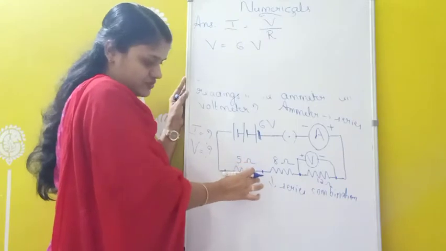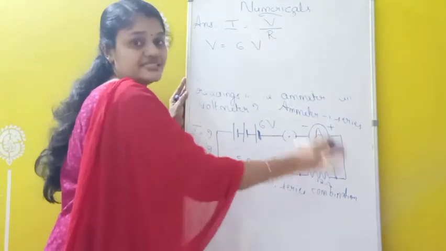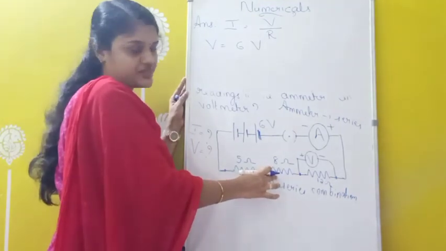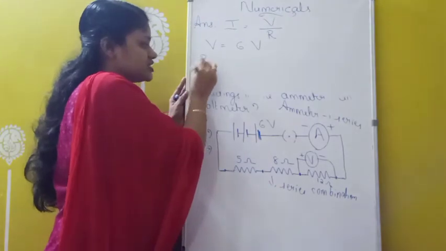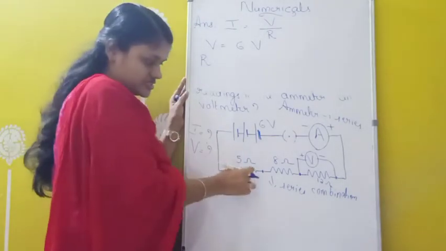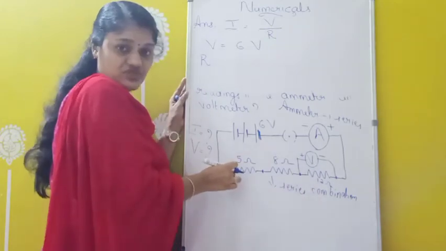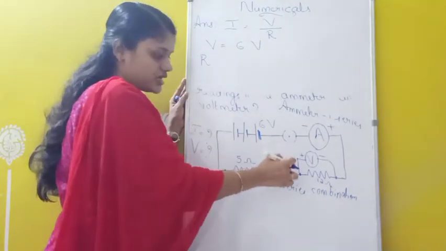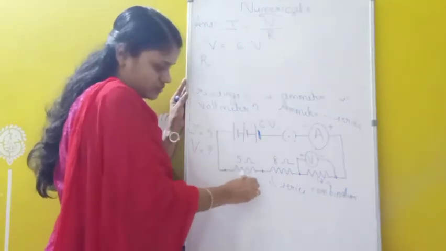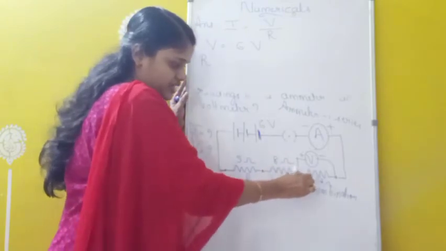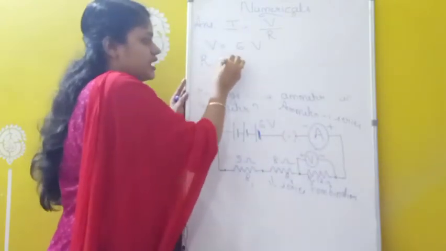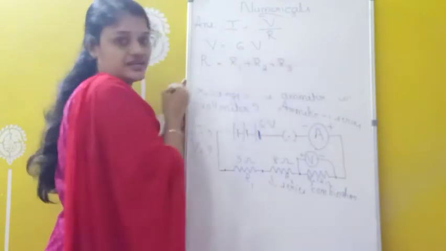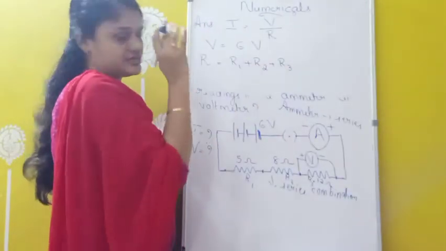Here we know that the 5 ohm, 8 ohm and 12 ohm resistors are in series. So now we have to find the net effective resistance for the series combination. Suppose I take R as the effective resistance of the combination. Whenever resistors are in series, we find the effective resistance by adding all the resistances. That means R equals R1 plus R2 plus R3, where I take the first as R1, the second as R2 and the third as R3. Because all the resistors are in series, we simply add all these resistance values.